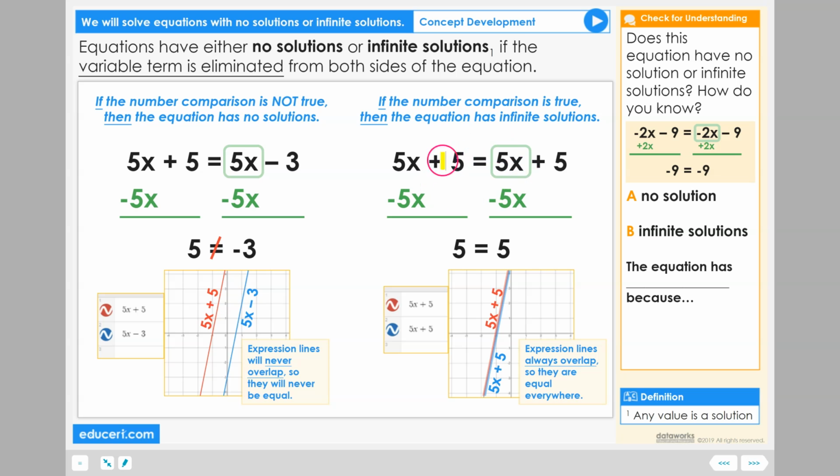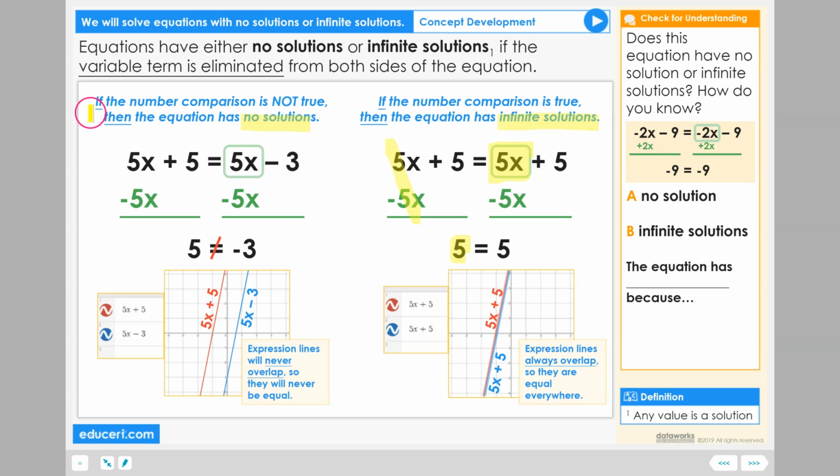And the same thing happens on this example over here. By trying to subtract 5x to get rid of this one term, we actually got rid of both terms canceled here on the left side. And then we're left with 5 equals 5. Well, when there's no variables left, all that's left are numbers. And so that's how we can tell whether or not the equation has no solutions or infinite solutions.